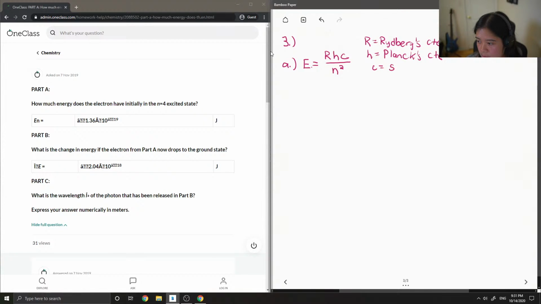C is the speed of light. So these are all just constants. And then n is equal to 4 for this question, so this is the excited state. Then all you have to do is plug in all of those values.